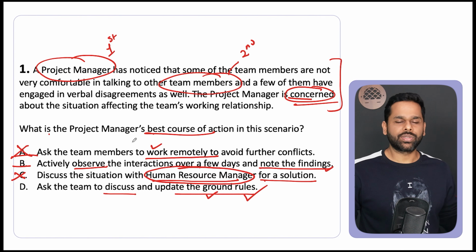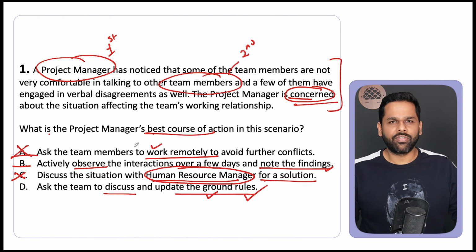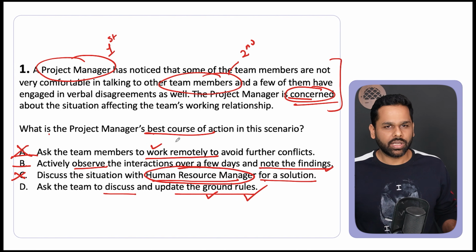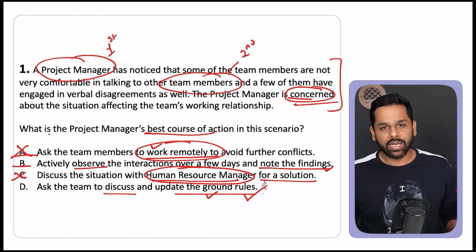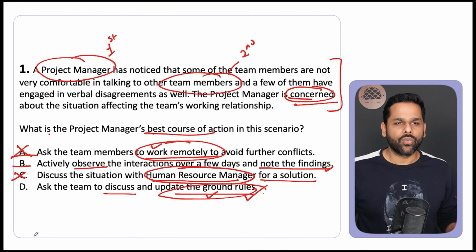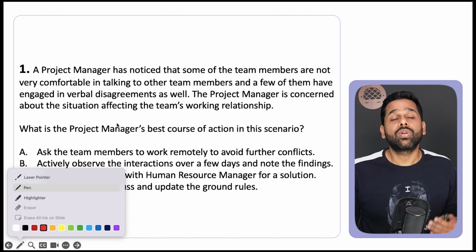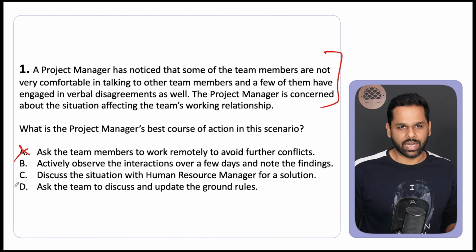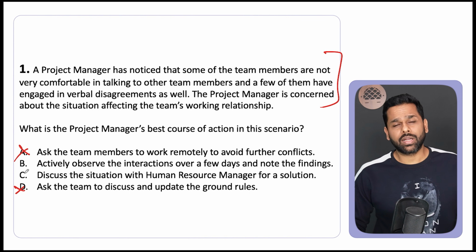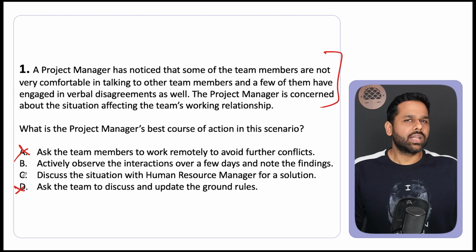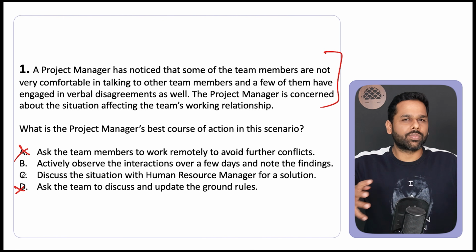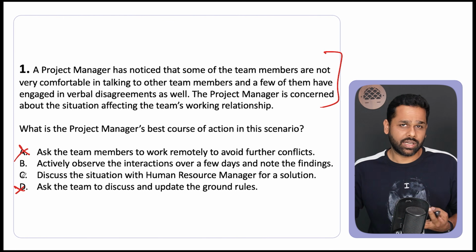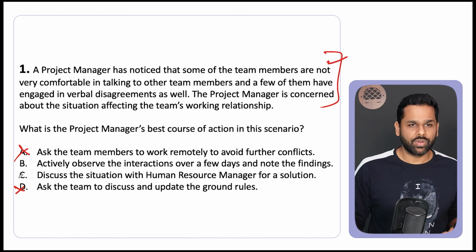Right? Similar to option A, it was not confirmed that people working together and that is why they are facing a problem. Right? So working remotely was a decision. Updating the ground rules is a decision which we cannot take because we don't have enough information in the question. Right? So we could eliminate A and D. C was eliminated because involving anybody external from the project manager and the project team, we need some justification. We need to have some proper reason for that. That reason is also not available in the question. So we could eliminate this.